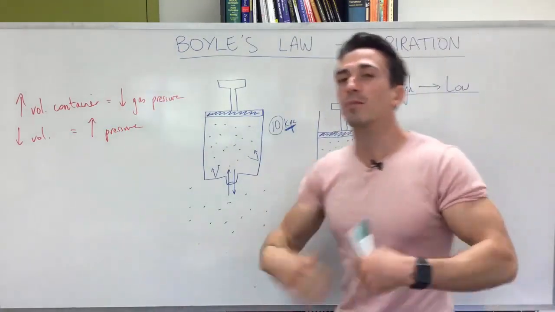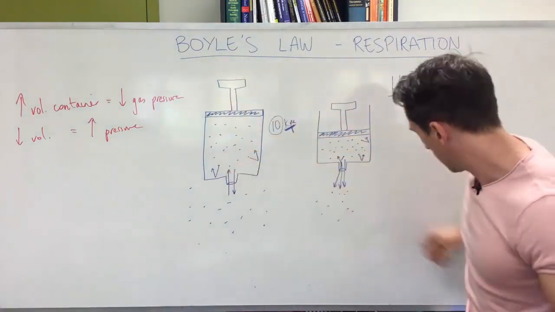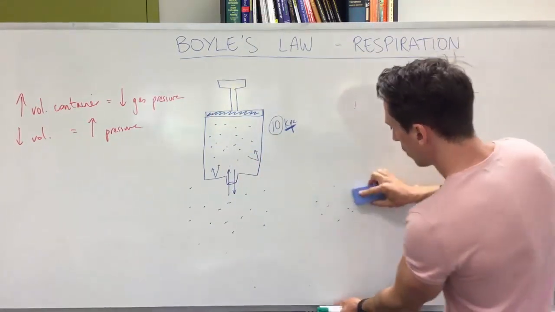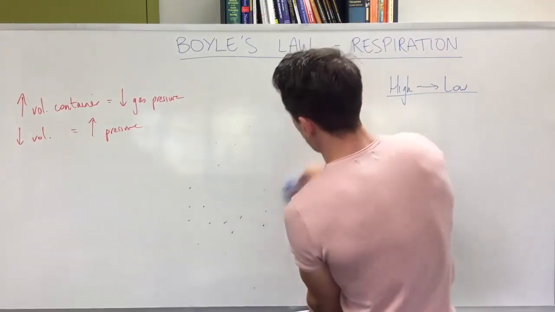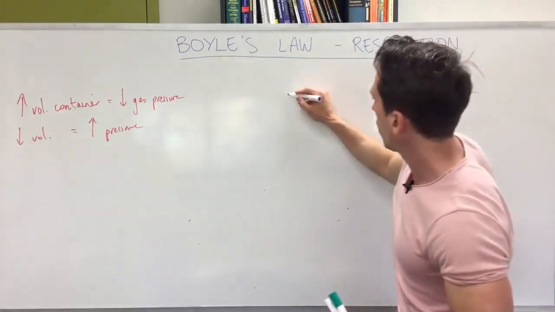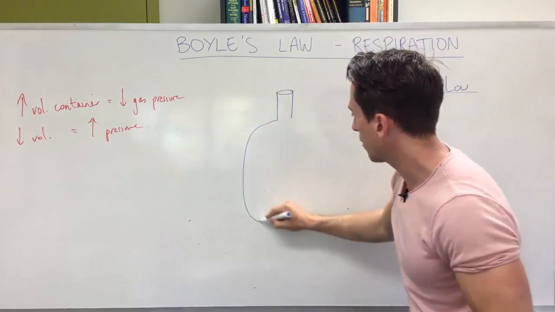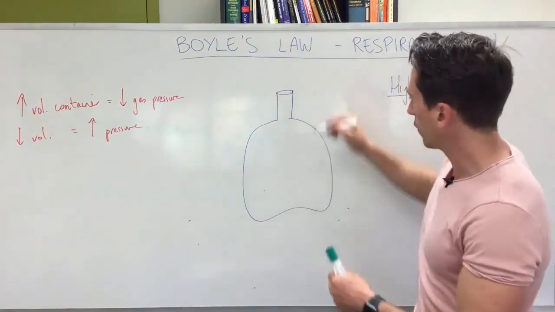Now what does this mean when it comes to respiration? Well, think about what we have. If we were to compare this syringe to our respiratory system, well, let's take a quick look. If I were to draw a very simplistic version where we've got our trachea coming into our lungs. Now obviously we have a left and right lung, but this is what we've got here.